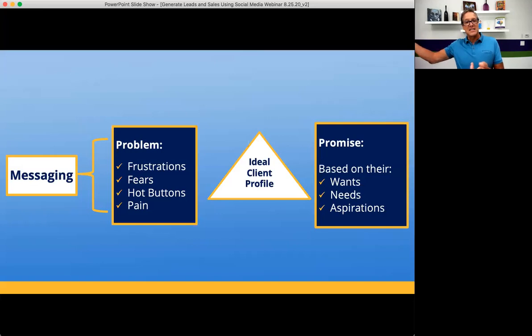Now, what if they don't have frustrations, fears, hot buttons, or pain? Well, then your marketing deals with their wants, needs, and aspirations. So this is some basic fundamental architecture for helping people, but also to be able to create all of your marketing. Right? Because you don't create one piece and hope that it works. You create 3, 4, 5 different variations dealing with different aspects of it. And that's how you create your social media strategy and your content.